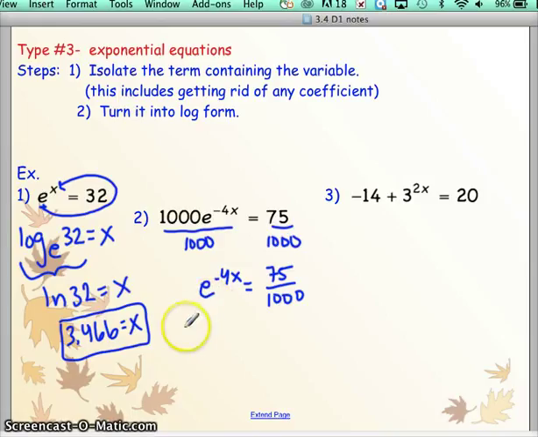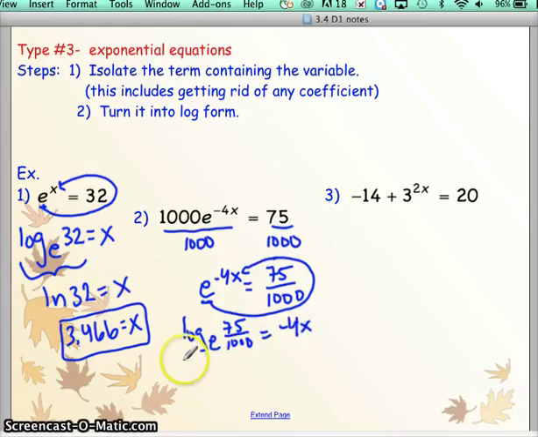I'm going to swoop it into a logarithm. So I'm going to write the word log. Log base e of that big fraction, 75 over 1,000, equals -4x. Okay, I can type this in my calculator. I could type it in as natural log of 75 divided by 1,000, and I will get -2.59027, which equals -4x.